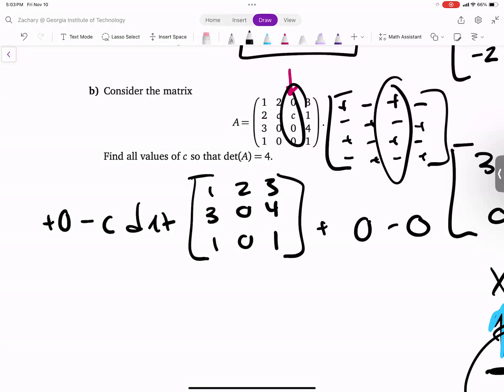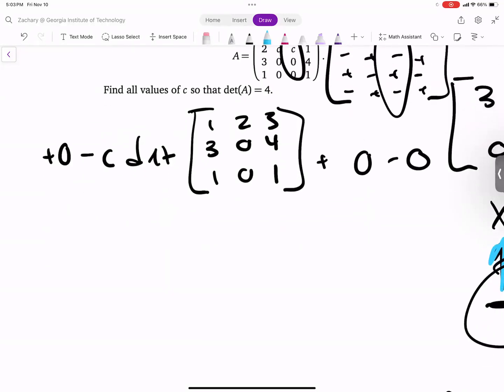Now, how do we find the determinant of a 3 by 3? Once again, the cofactor expansion. What's the easiest row or column in this matrix? Second column. Boom, perfect. So again, all the zeros we just ignore. Plus 0, minus 0, it doesn't ever change anything. So we have minus c, and big parentheses. And once again, I have to draw my pluses and minuses.